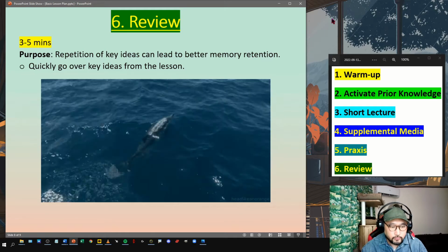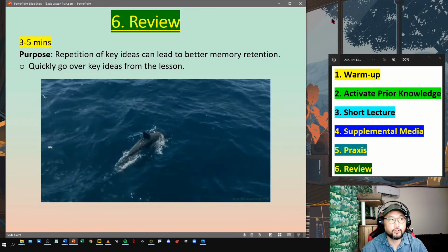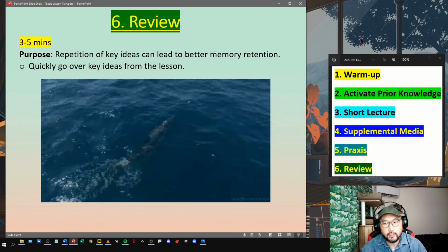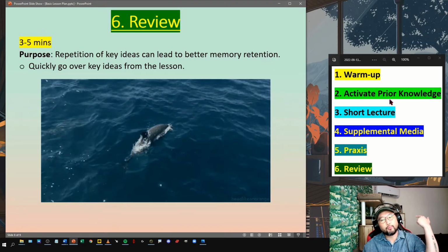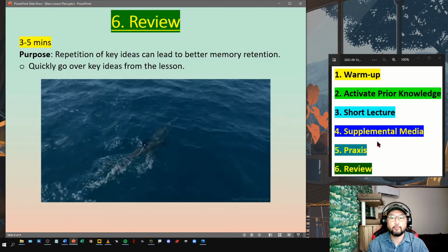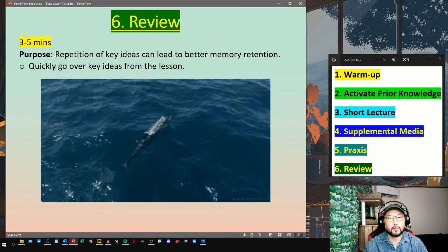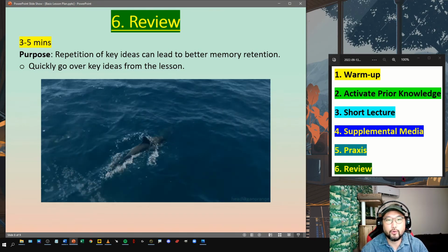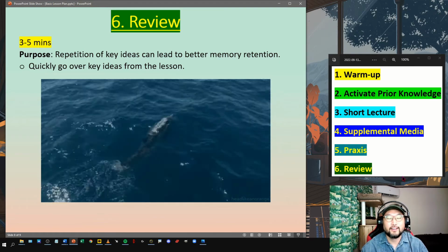I think review is super important to make sure that our students remember the material that we teach that day. So warm up, schema activation or activating prior knowledge, the short lecture, supplemental media, alternative media, practicing or praxis, and finally review. I think these are 6 really important elements of any basic lesson plan that you're going to write and implement in your classrooms.